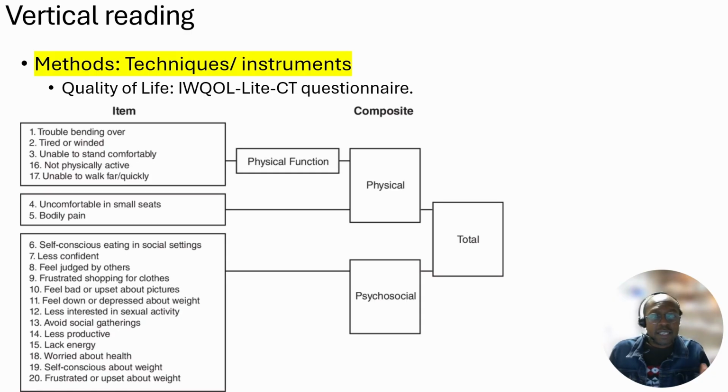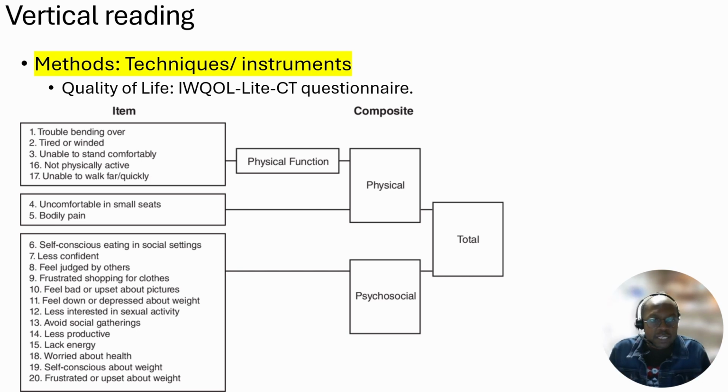This is a screen grab of the Impact of Weight on Quality of Life-Lite CT questionnaire that was used in the study. It asks 20 questions, and you have to rate, on a scale of 1 to 5, one being true and five being false, or vice versa. And these questions have been used to make a composite. That is, you sum up the answers.